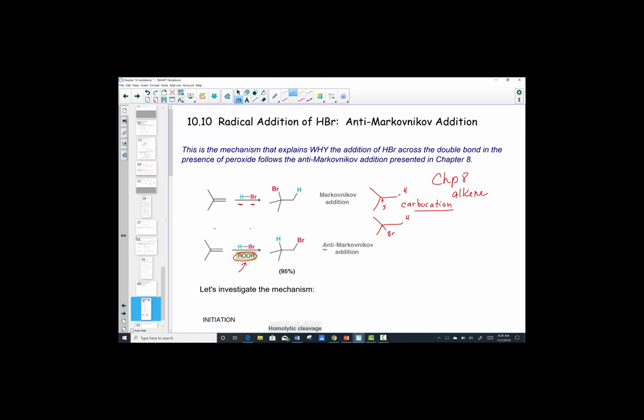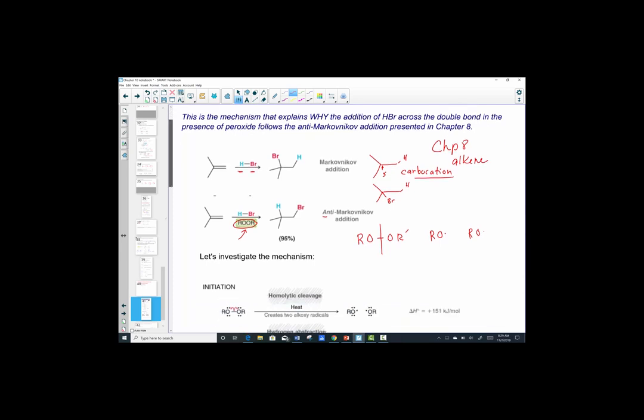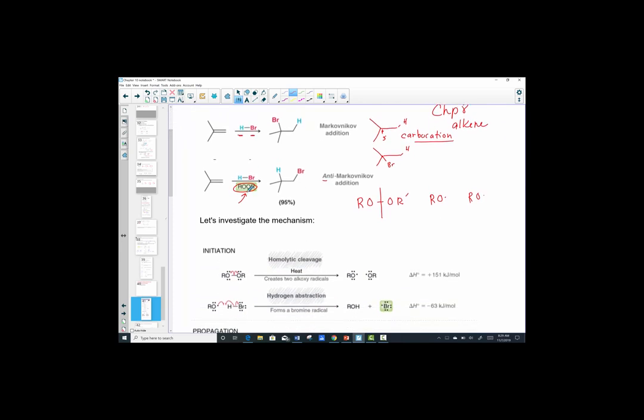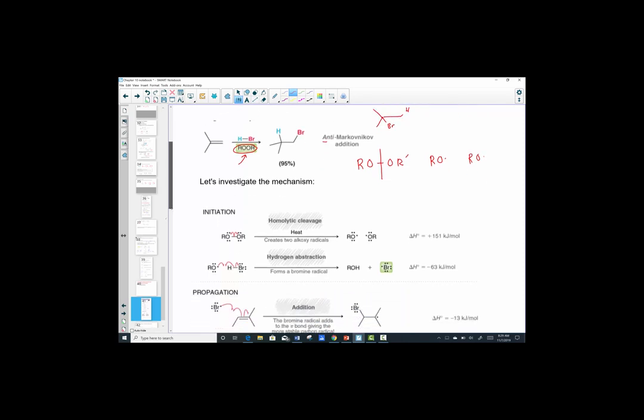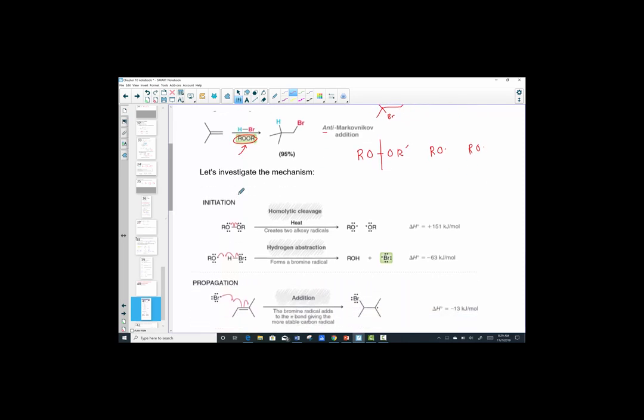Do you remember from just a previous section in chapter 10, we said that this bond is very easy to break. And when it does so, it creates radicals. And with a lone electron on each oxygen, that could begin to propagate in our mechanism. So the role of the peroxide is to create radicals. And let's investigate that step by step.